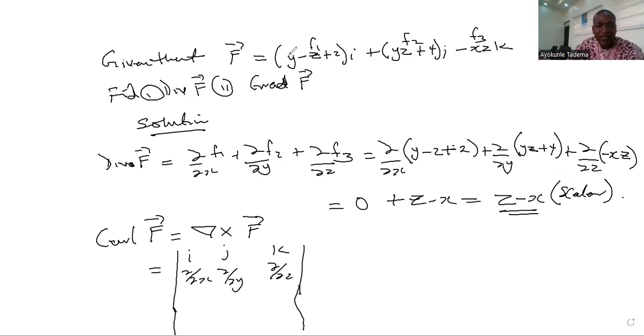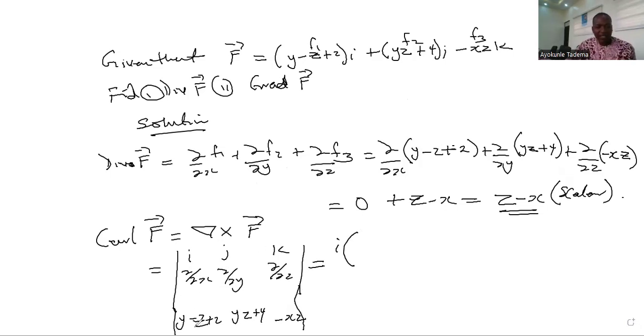Now this is your F1. Your F1 is y minus z plus 2. Coefficient of j, we have yz plus 4. And the last one, coefficient of k, your F3, which is minus z. And now to simplify this, we just have i, open brackets.